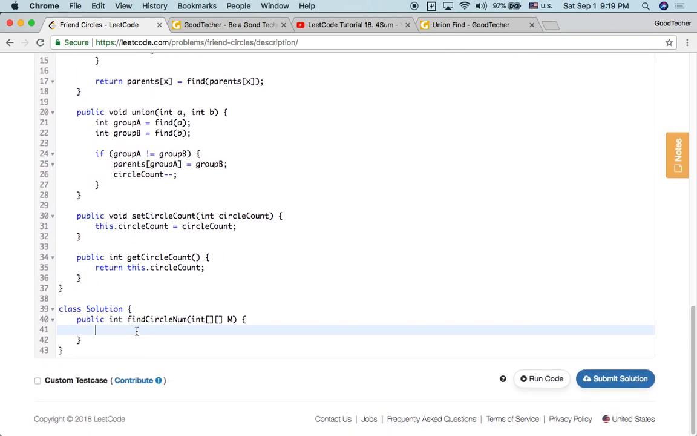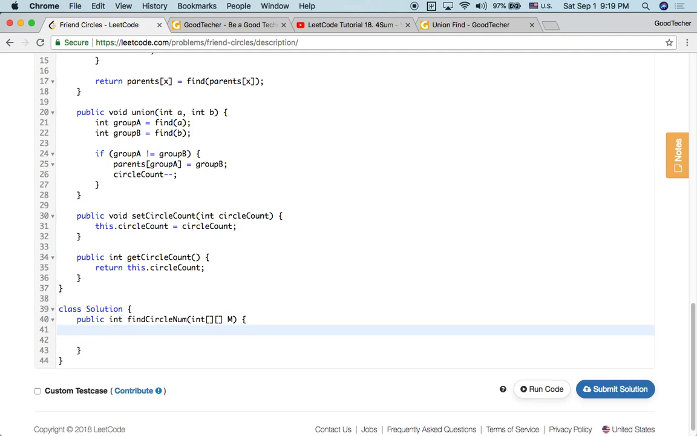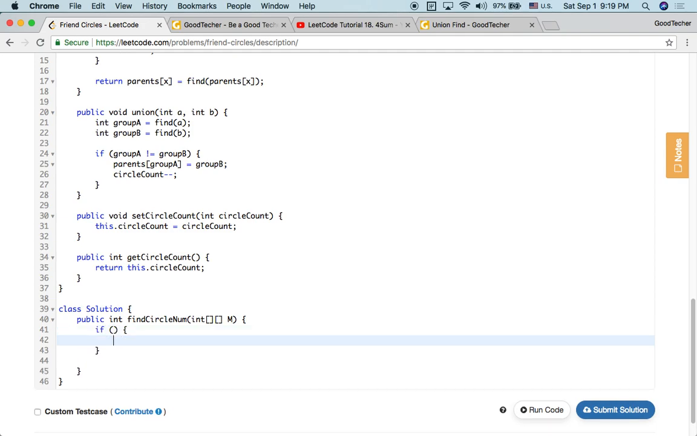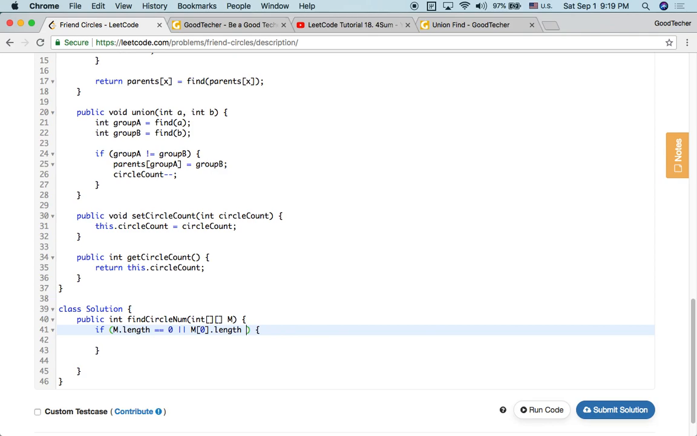So now let's go back to the solution class. Here, first we can have some edge case check. If this matrix's total number of rows is 0, or if the total columns length is 0, then we can just return 0 total circles.